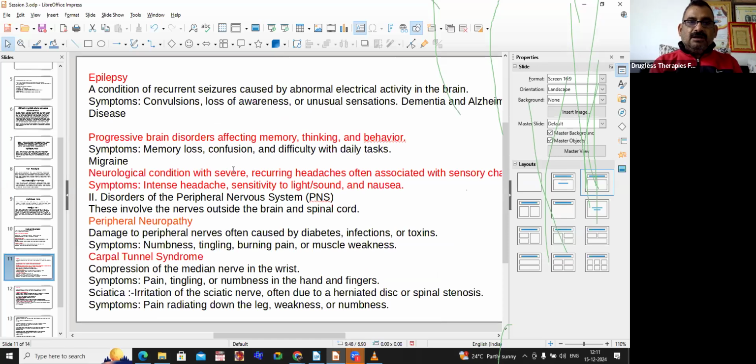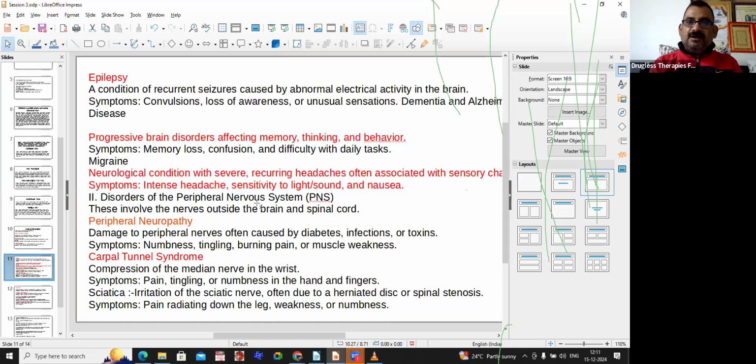See, we already covered this. Progressive brain disorder affecting the memory, thinking, and behavior. We already covered that in OM 18. If we give it, most of this will be covered.